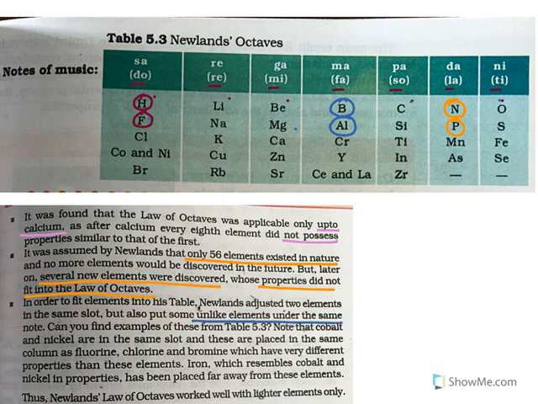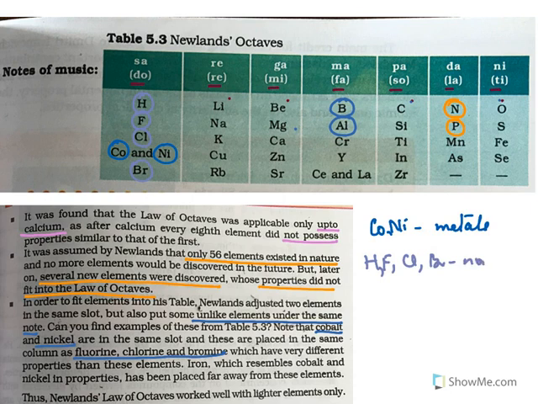But he also put unlike elements under the same note. Like if you see, cobalt and nickel are in the same slot as fluorine, chlorine and bromine. Let's look at that. Look at cobalt and nickel, and remember cobalt and nickel are metals, but they occupy the same slot as hydrogen, fluorine, chlorine and bromine. And hydrogen, fluorine, chlorine and bromine are non-metals. Their properties are completely the opposite, but they were put in the same note. So this was one of the drawbacks.